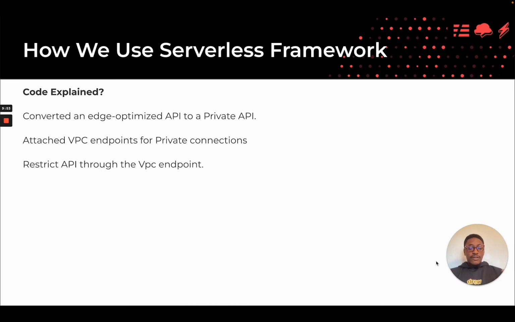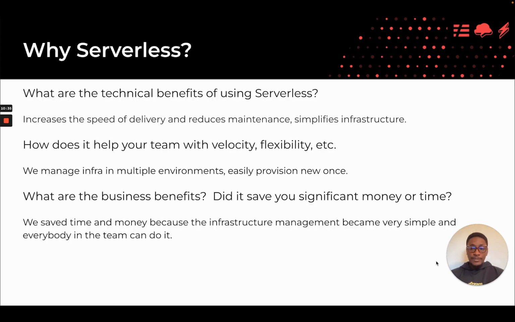So from the previous code, this is more like a much more detailed explanation. We converted our edge optimized API to a private API endpoint. And like I said earlier, you cannot associate your VPC with a public API. It has to be private, because that's the only way it can be really secured. We attached our VPC endpoints. These endpoints have given AWS services the right access to access anything within the VPC, and they've restricted our API through the VPC endpoint, through static IPs, and through the custom domains that are associated with those static IPs. So that's how the flow goes.